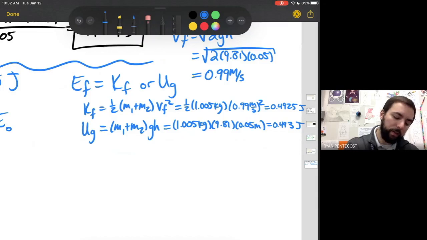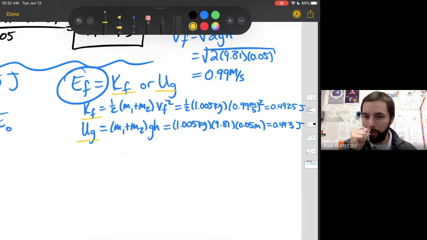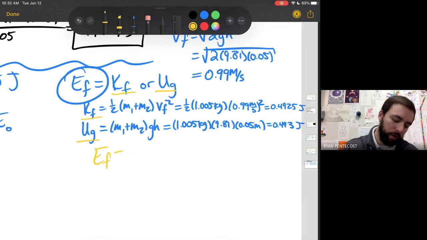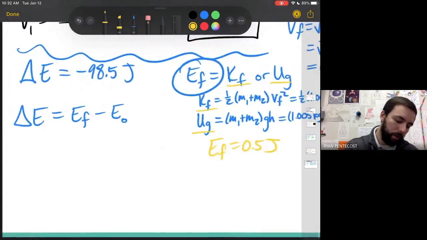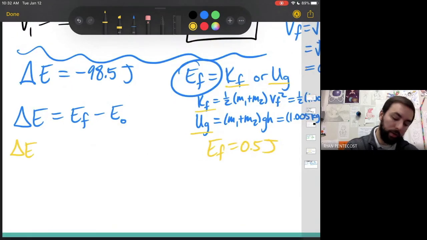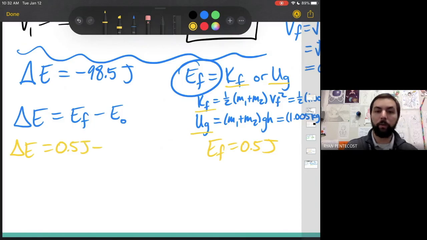Now that is the energy final, right? We said that you can do one or the other. We did one or the other. They are both basically 0.5. So let's say that the energy final is 0.5 joules. Okay, so that's our delta. If we want delta E, change in energy, we start with 0.5 joules. Now we need to subtract our initial energy.